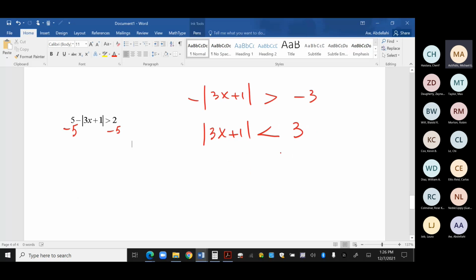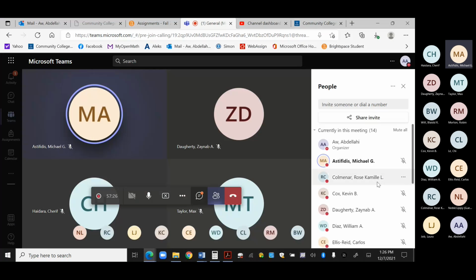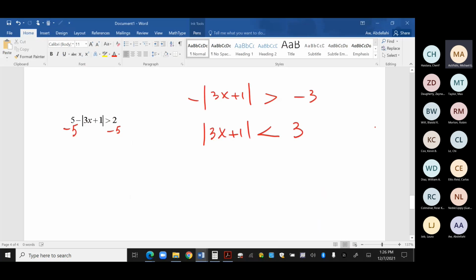All right. So now that we have the absolute value by itself, do you remember how we used to break it down? We say negative 3 less than 3x plus 1 less than positive 3, right? That is the easiest way to remember that. That is the easiest way to break it down. There is no or here. It's and. Okay?